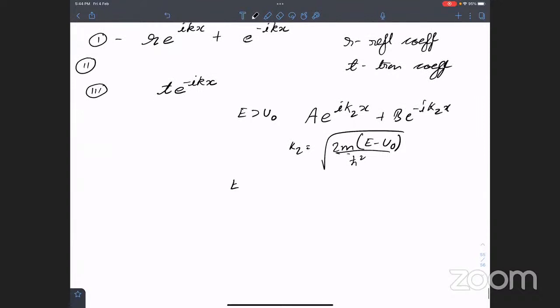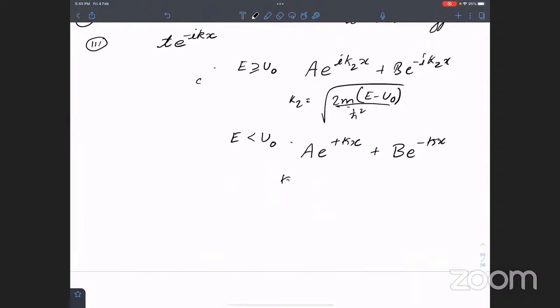If my energy is less than U naught, I wouldn't say it's less interesting. In your homework, you'll have to do both. But today this is case 2. So case 1 would be, if E is less than U naught, then my solutions are going to be of this form: A e to the power plus kappa x plus B e to the power minus kappa x, where kappa is a positive number given by the root of 2m (U naught minus E) by h bar squared.